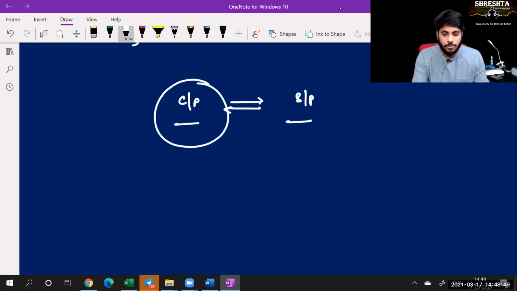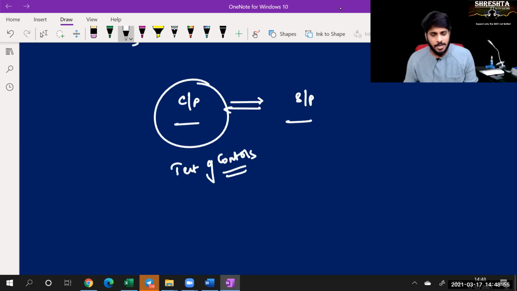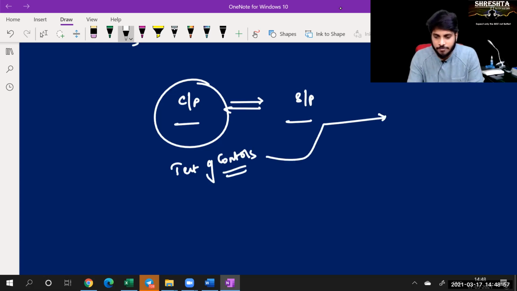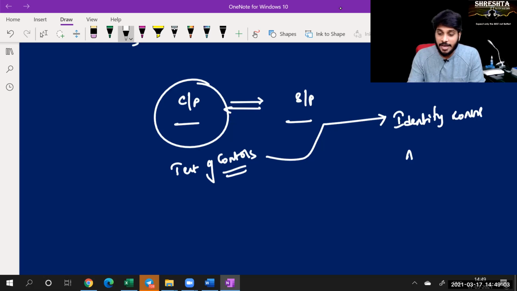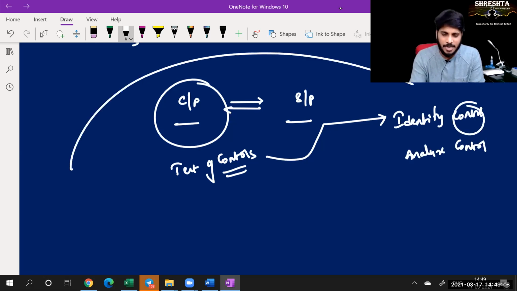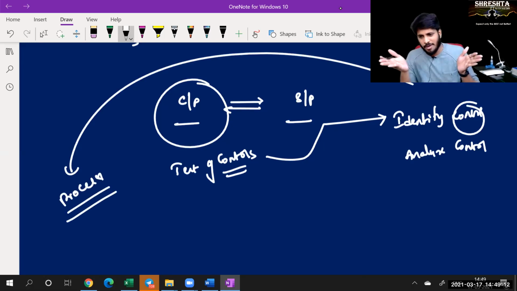Now, first I want to understand what I need to do to perform tests of controls. First I need to test the internal control system. In order to do that, I should first identify the controls, then analyze how each control is working. What is the process? A control is nothing but a process followed by the management.